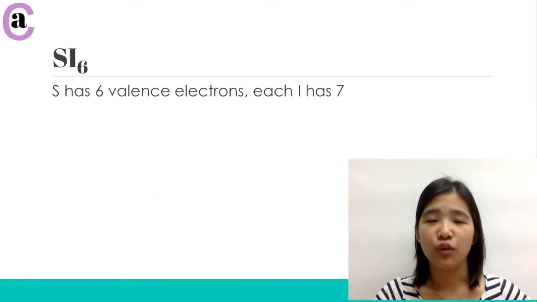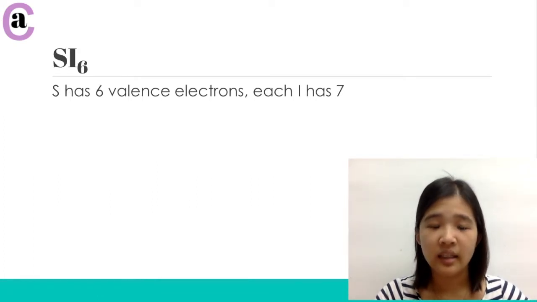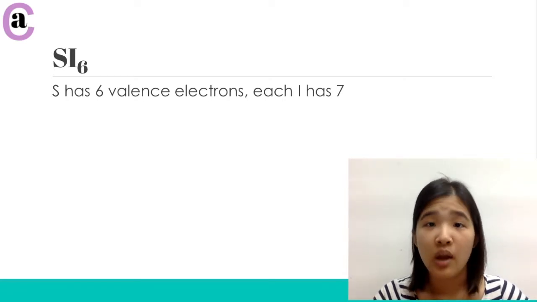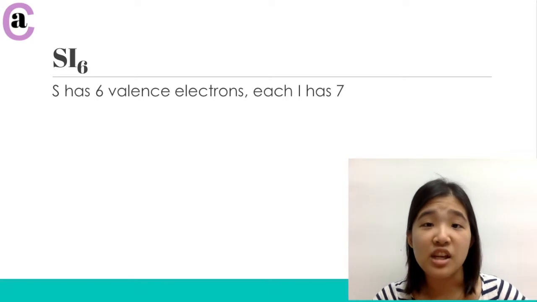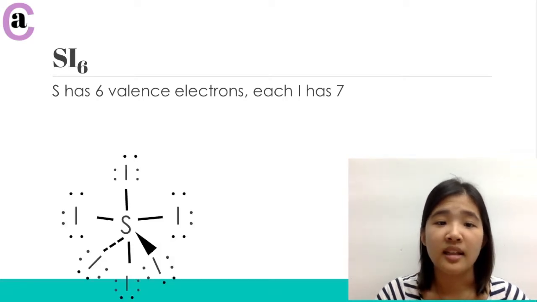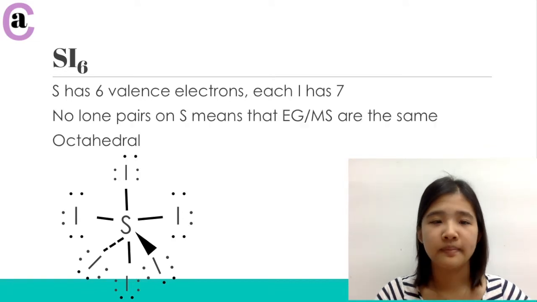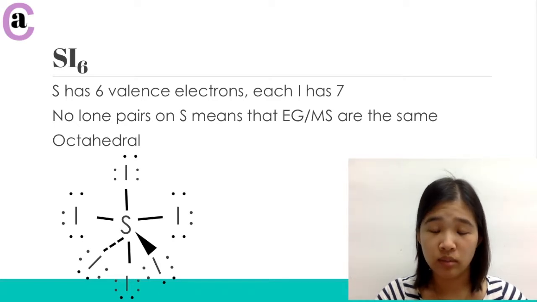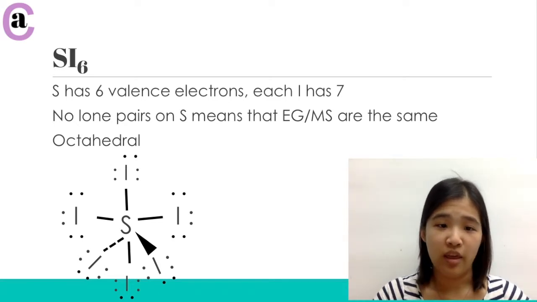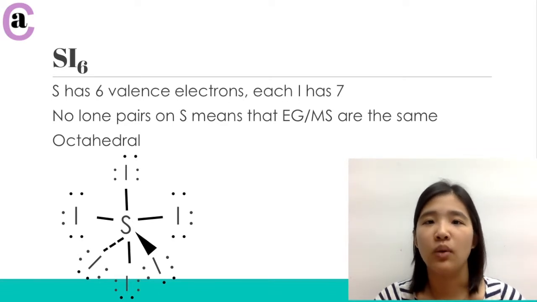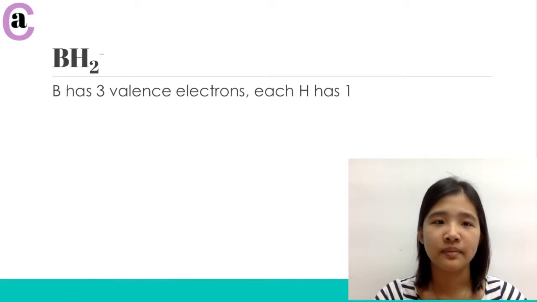Okay, and sulfur and iodide. You have the sulfur with 6 valence electrons, which create bonds with each of the iodide atoms, and this is what that looks like. So no lone pairs means that this is octahedral. Remember, anything with 6 atoms surrounding the center is going to give you an octahedral.